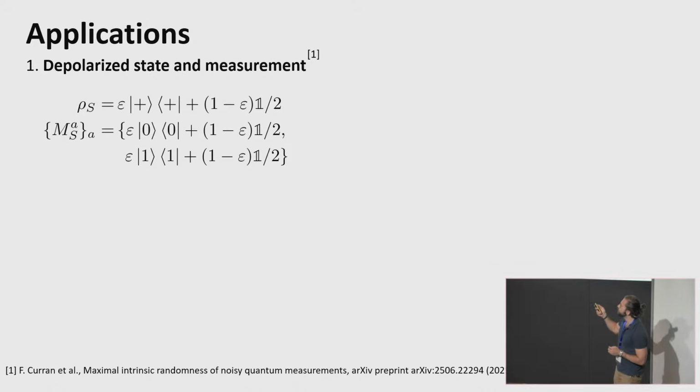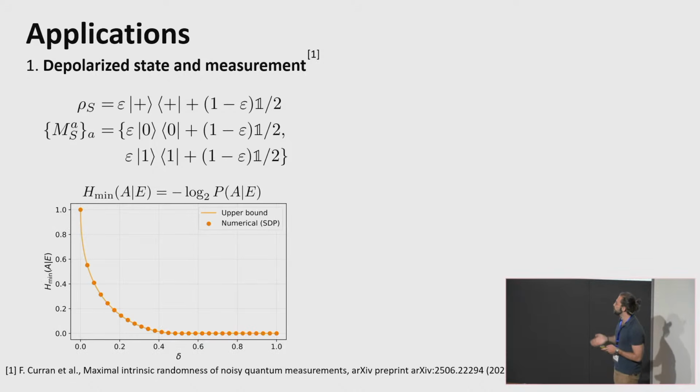So we have the state ρS that is just the plus state, and the measurement is the computational basis. And we have some noise given just by some linear combination with the maximally mixed state. And here are the results that we have. What we plot is the min-entropy, that is just minus the logarithm of the guessing probability. And this is the quantity that actually quantifies how random the output is.